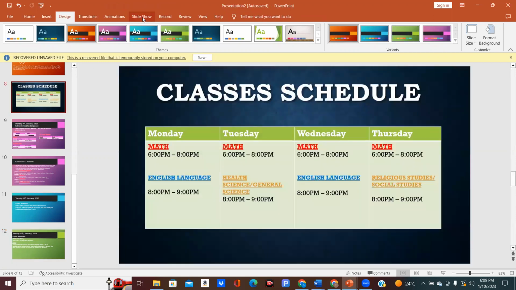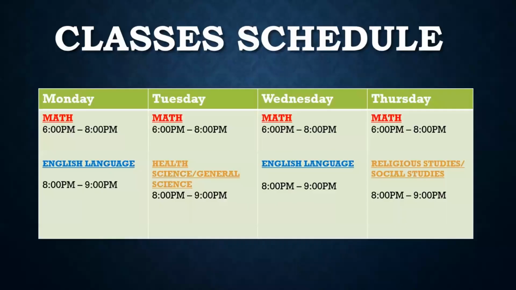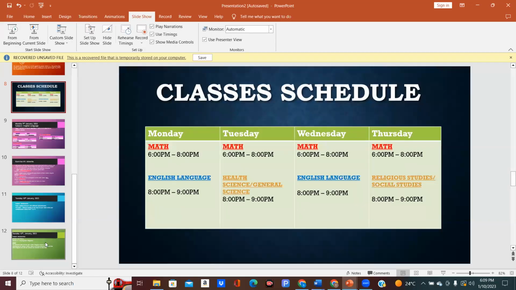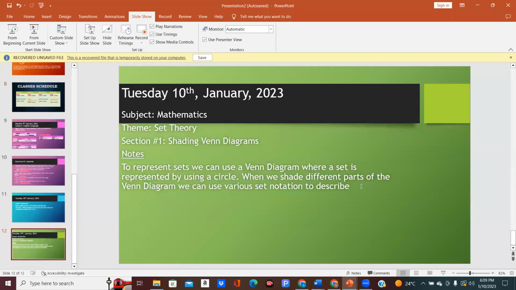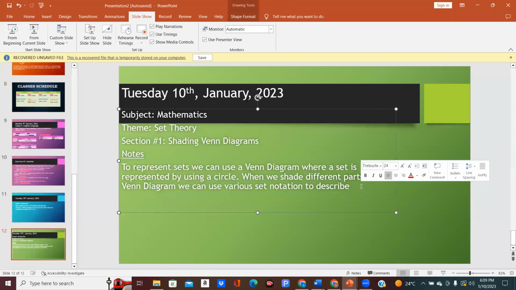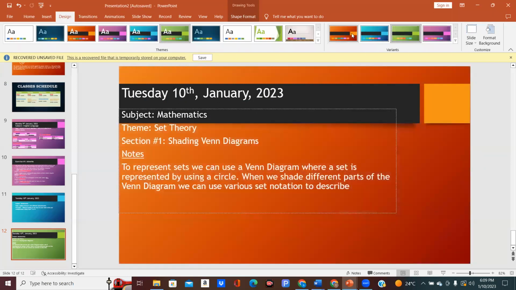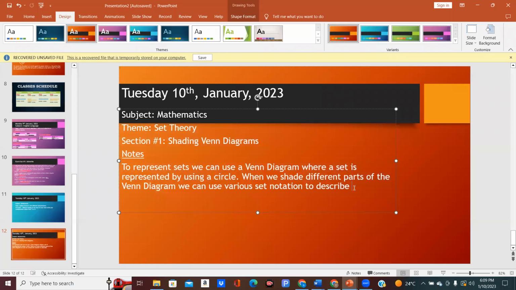For those who weren't here, this is the schedule. So today is Tuesday, math from 6 to 8, health science and general science, 8 to 9. Excuse me, Mr., you can't show this at the end of the class. If you can't show the schedule after class, I could write it down. Yeah, sure, no problem. Okay, someone is asking to use a different color. Okay.